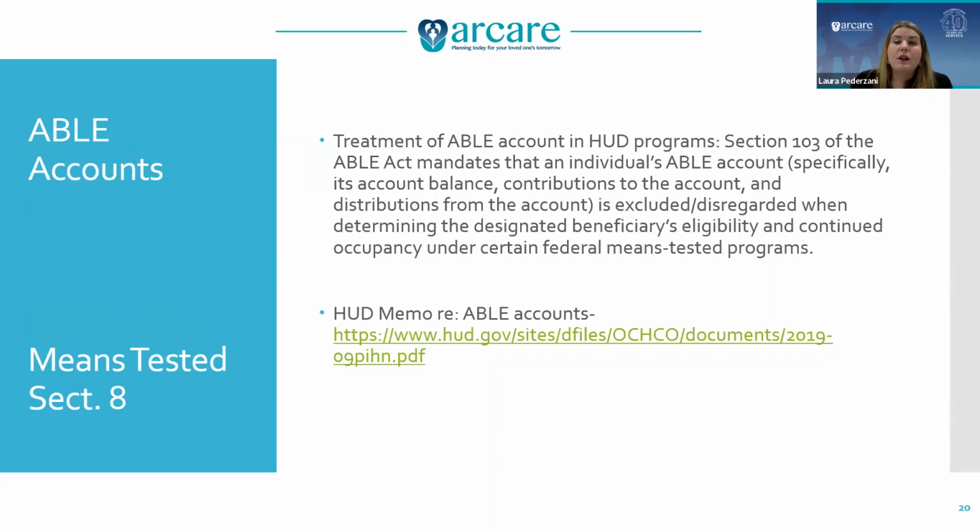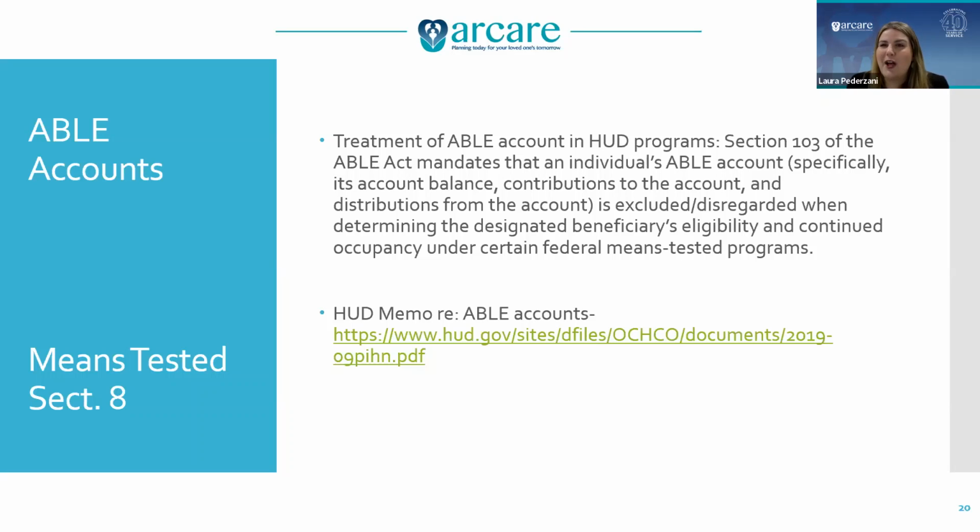And then for other means tested programs, especially we talk about Section 8 housing or HUD program housing. The Housing and Urban Development came out with a policy memo in 2019 that specifically states that an individual's ABLE account, its account balance, contributions, any distributions, all of those are excluded, completely disregarded when determining their eligibility and continued eligibility and occupancy under means tested programs for housing.